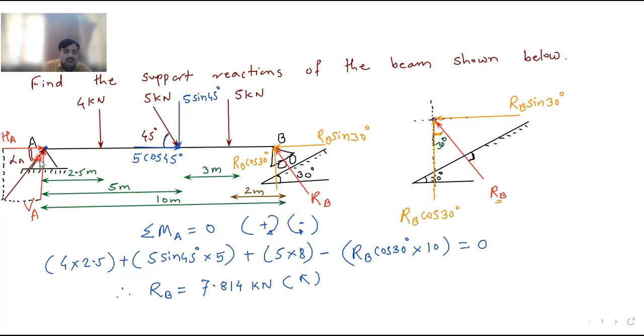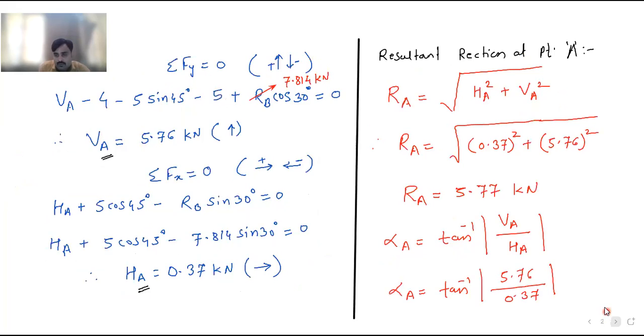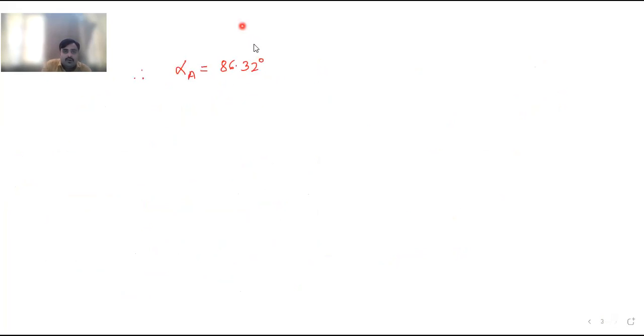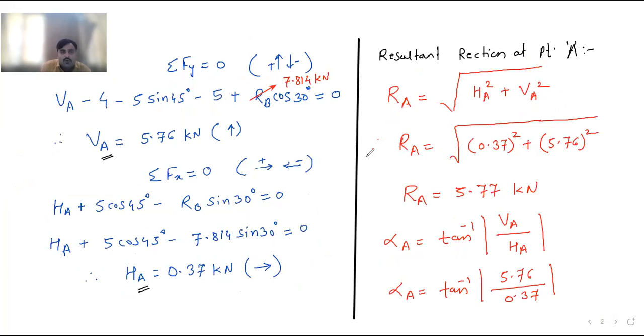Okay, so that is why the correct answer is 86.32. And finally, now if I show here a diagram, I will arbitrarily take point A over here. This is my point A. Now HA is the horizontal component, correct? You can see here HA is the horizontal component.